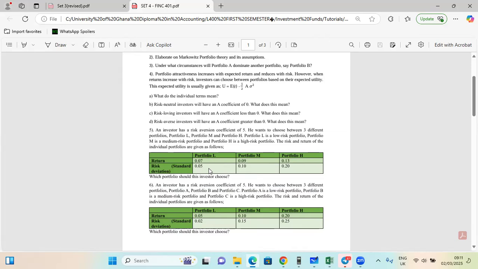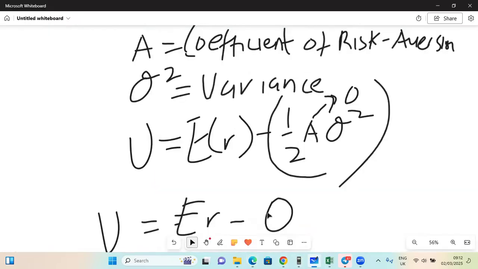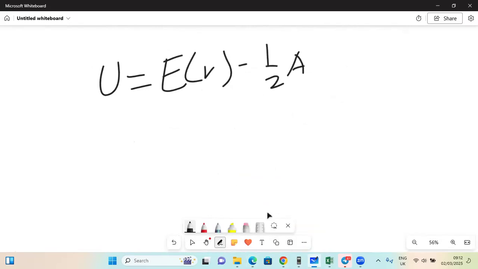So this is portfolio L, this is M, and this is H. So let's solve and then see the portfolio that will give him the highest return. They are saying, which portfolio should this investor choose? So let's solve. Look at it here. You are going to use this formula for all of them. So U is equal to the expected return minus 1 over 2 A standard deviation squared.